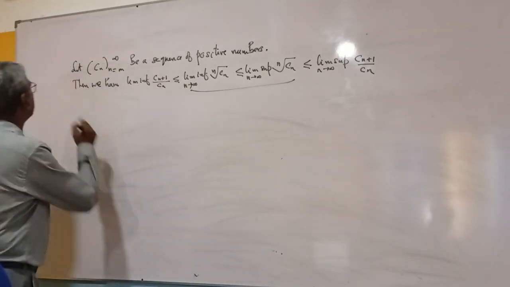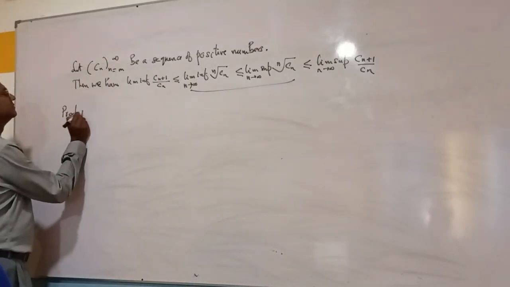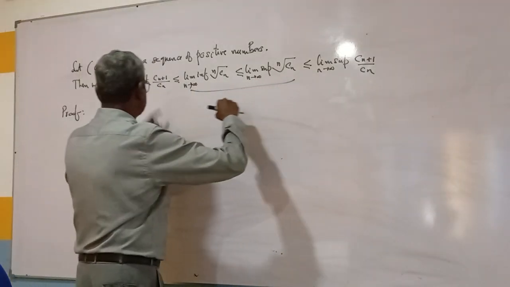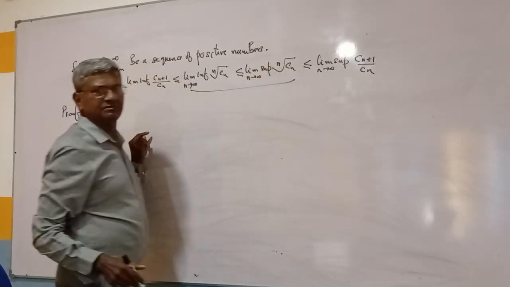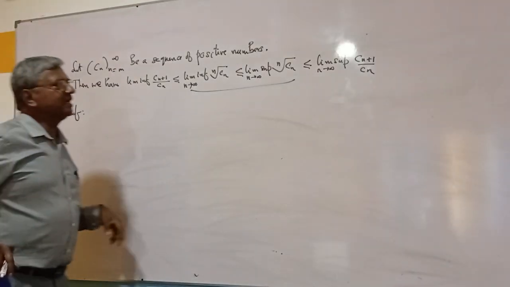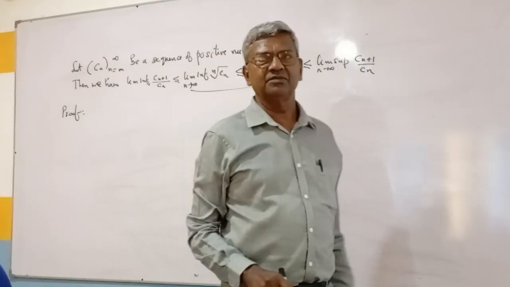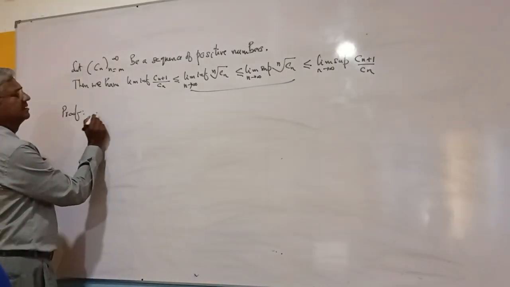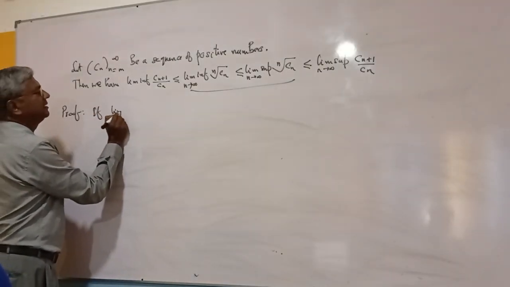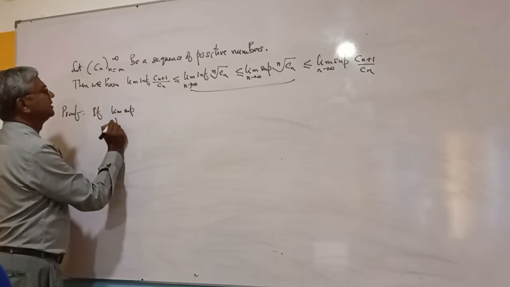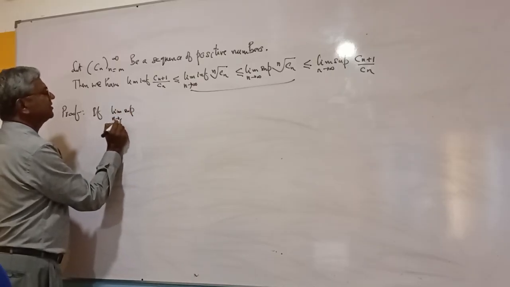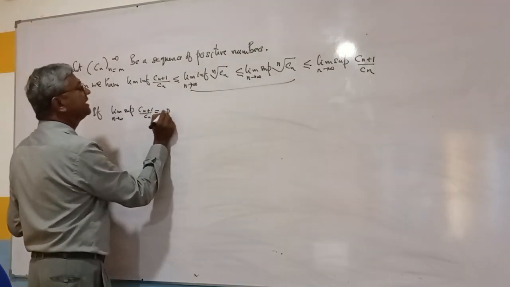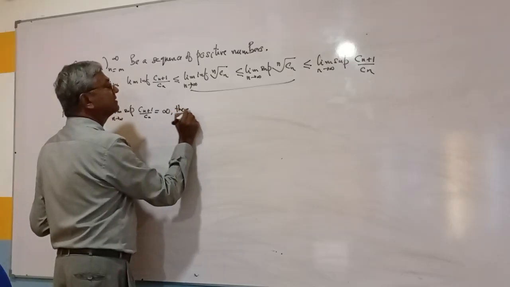Now, okay, let's go. So I have to prove these two, not this one and this one. If by any chance the lim sup as n tends to infinity of c_{n+1} over c_n is infinity, there is nothing to do.